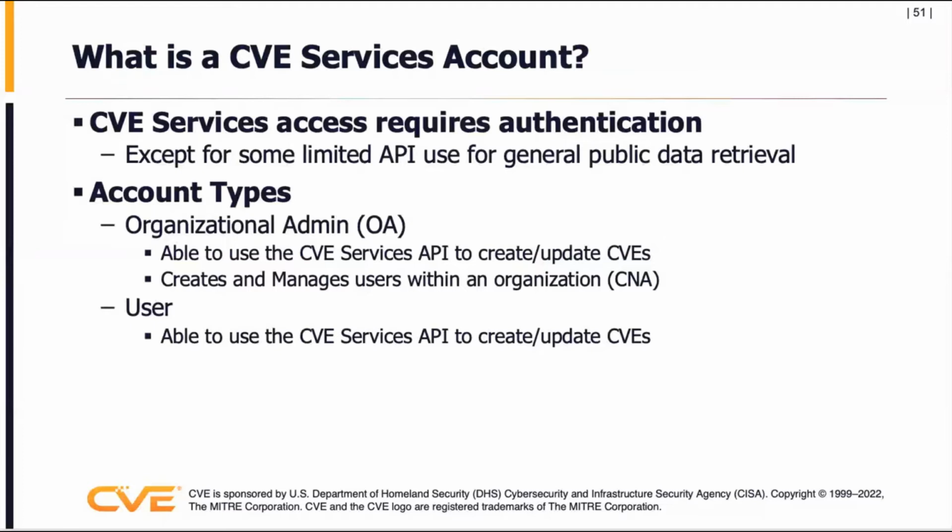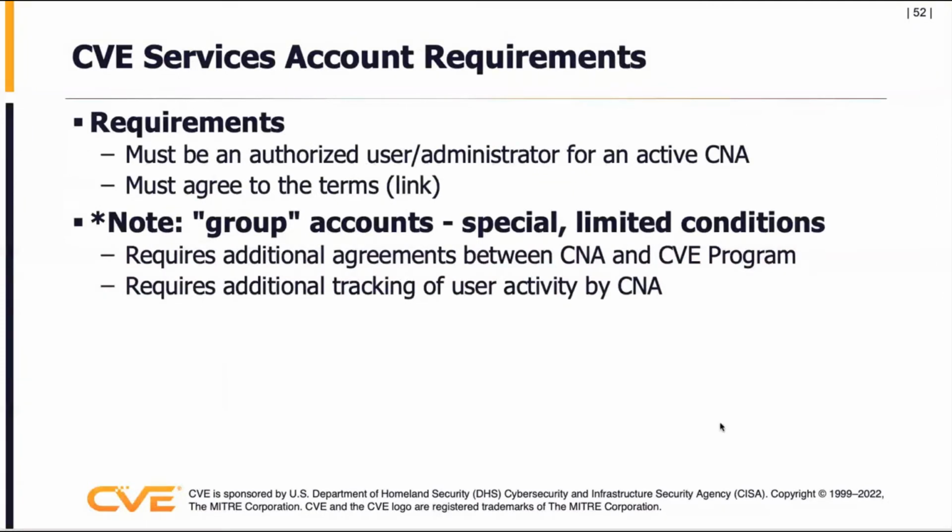So you get an organizational admin account, and then you can create more user accounts within your organization. You need these accounts in order to use the API, whether you're using a client or directly in the API and CVE services. And you'll be able to reserve IDs, create records, update records, etc.